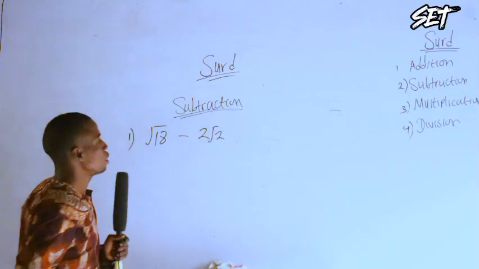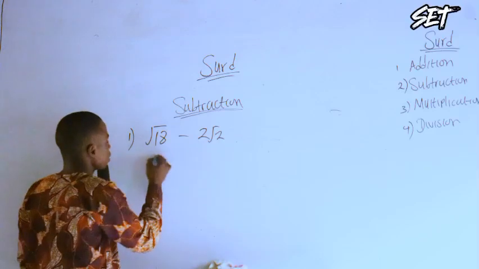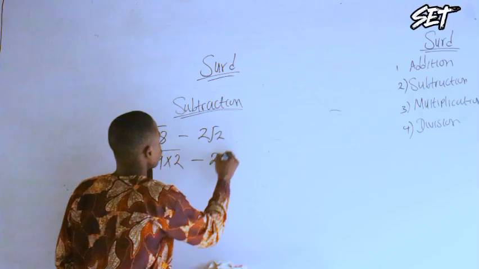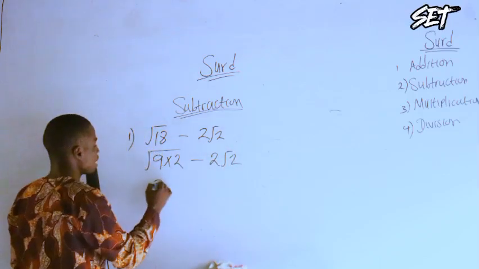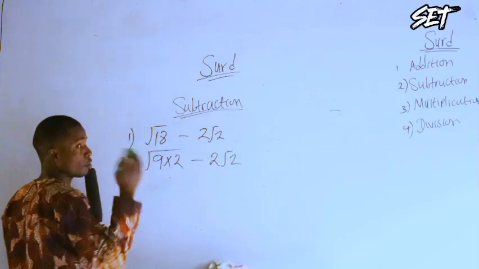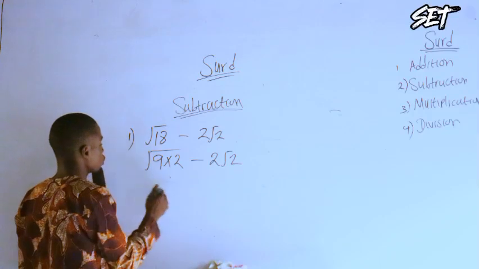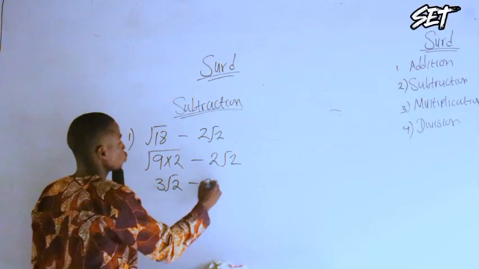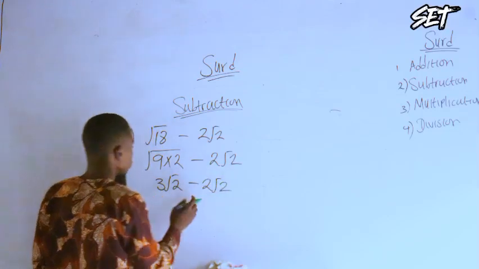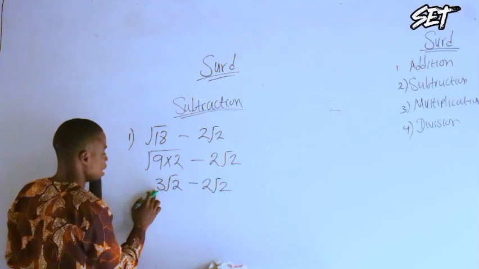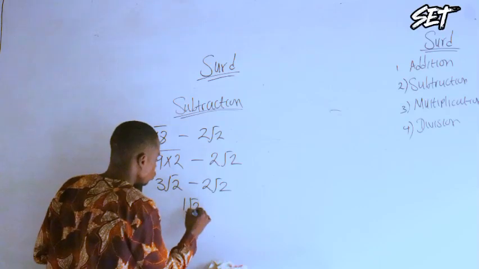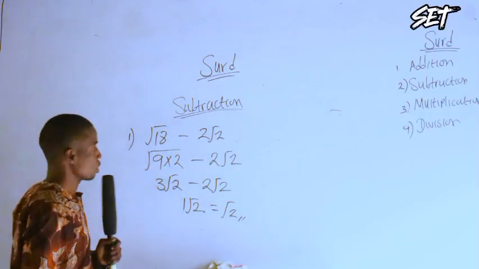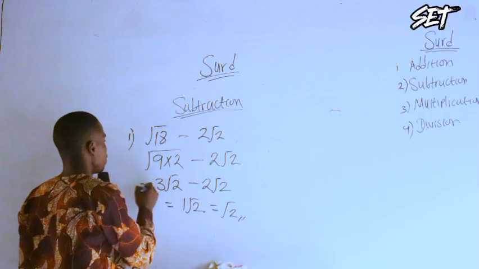Number 1, you need to split this one as 9 times 2, minus 2 root 2. Root 9 will be 3, so 3 root 2 minus 2 root 2. Now, 3 minus 2 is 1 root 2. It's still the same thing as root 2. Very simple as ABC.